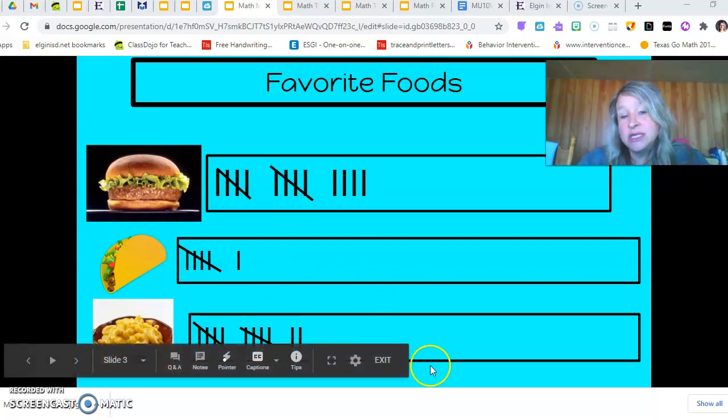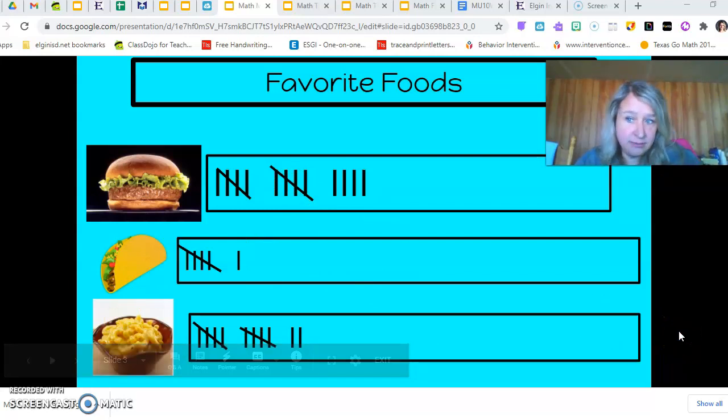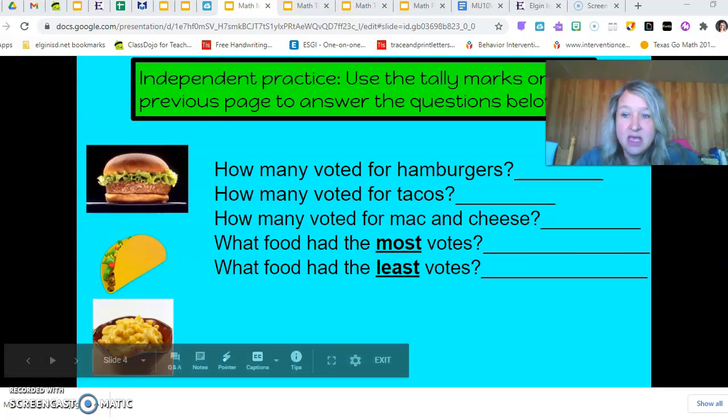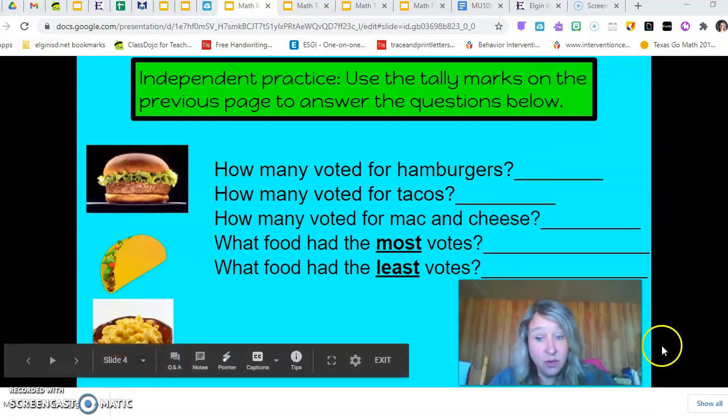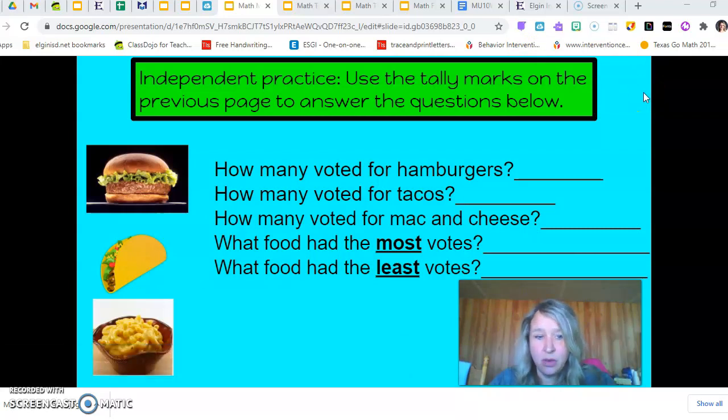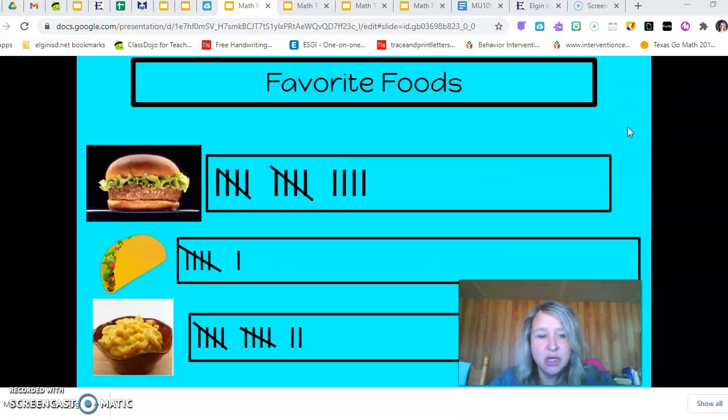You are going to use this tally chart, however, to answer some questions for me. You ready? On this page, you're going to click on the pen if it works. If it doesn't work, just write it down on a piece of paper. It says use the tally marks on the previous page to answer the questions below. Looking at the tally marks, which food is the favorite? Which one has the most tally marks?